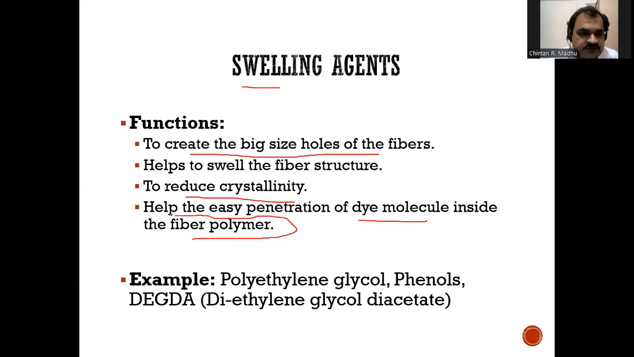Why polymer? Because all the synthetic fabrics or fibers are manufactured by us, and those are all ultimately polymers, and the most compact structure is polyester.